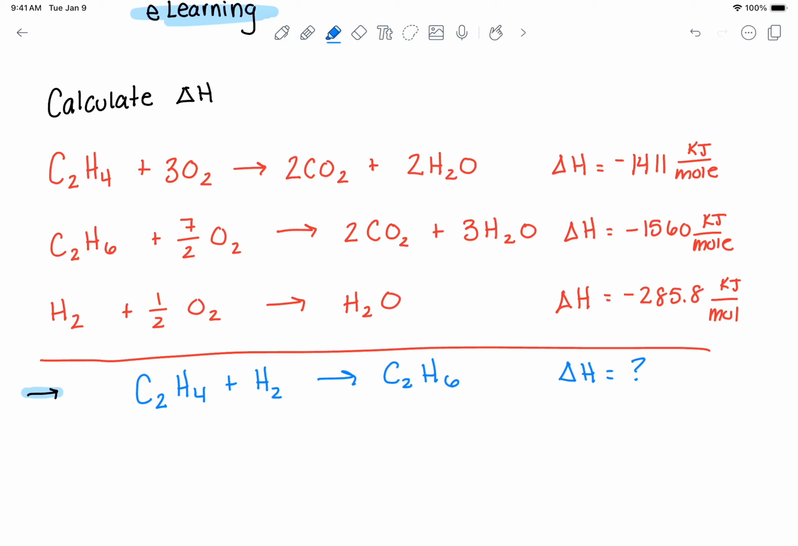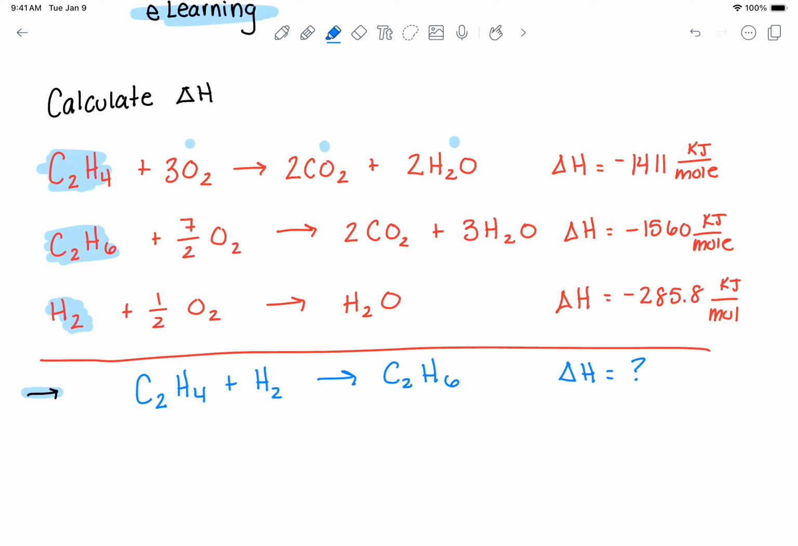So C2H4 is right here. H2 is right here, and C2H6 is over there. So we only need 3 of the compounds that are in these equations in order to solve for this problem. That means that we have to cancel out oxygen, CO2, and water in some way in order to do that.